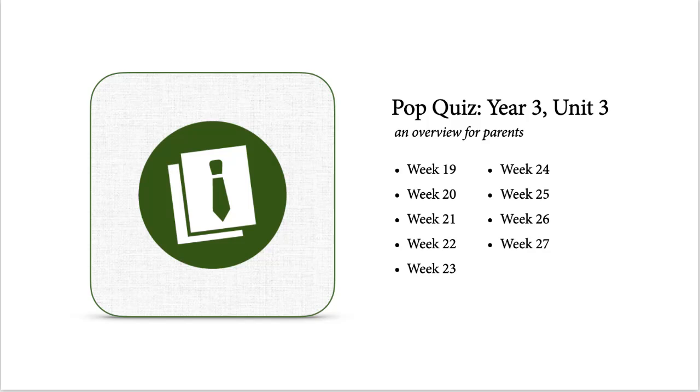Pop Quiz, Year 3, Unit 3, Nations Dividing and Uniting. In this unit, we study the third quarter of the 19th century. It's a dynamic period. During this time, the United States endured one of its biggest trials, the Civil War, which raged and ravaged from April of 1861 to April of 1865.